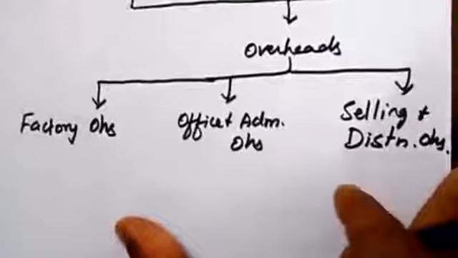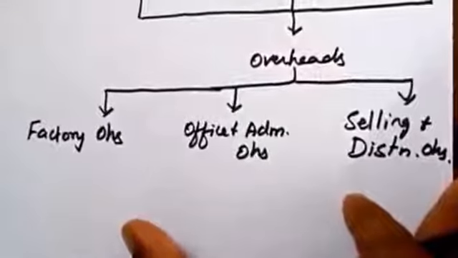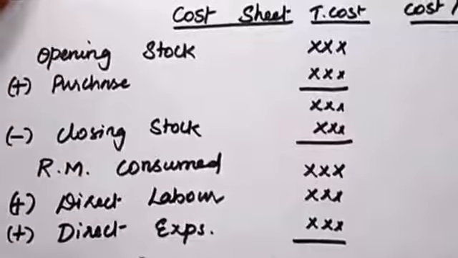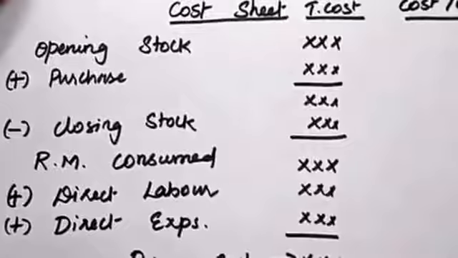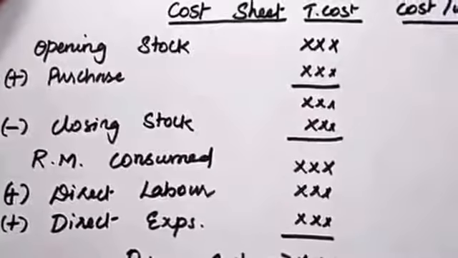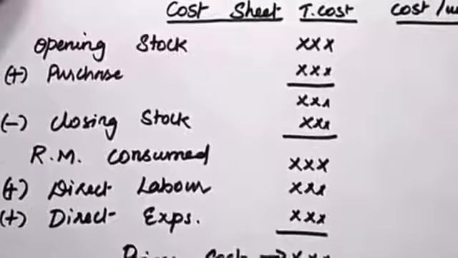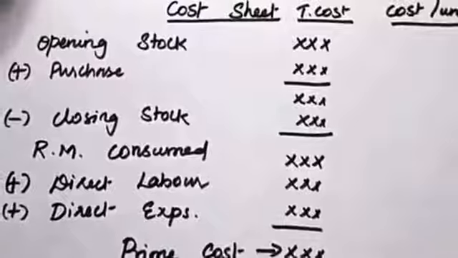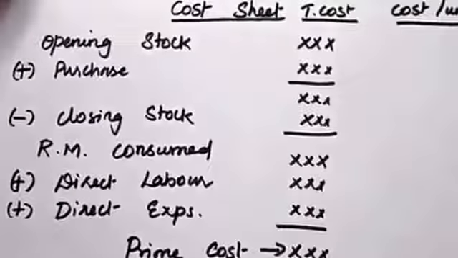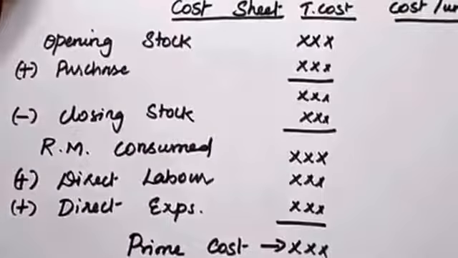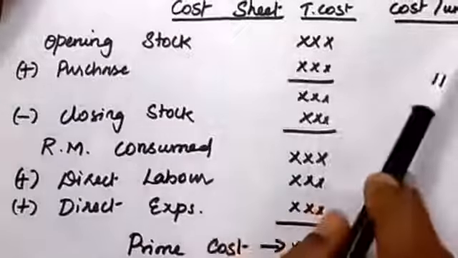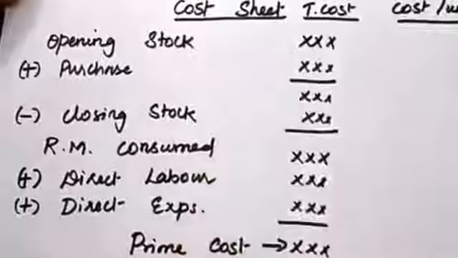With this knowledge, now we can easily understand the cost sheet. A cost sheet is a statement where we can record the total cost of production. So with the help of a cost sheet, we are able to know the total cost incurred to produce a particular product. So we can calculate and compare the total cost as well as the cost per unit. So let us see the cost sheet.